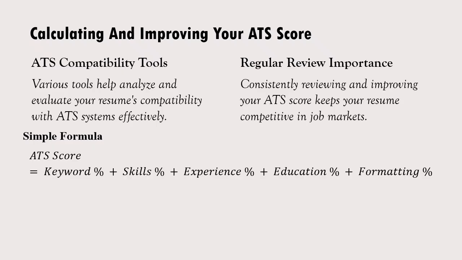Then there is a simple formula to calculate the ATS score, that is the percentage of keywords plus the percentage of skills plus percentage of experience plus percentage of education and percentage of formatting. If we add all these things, then we will get the ATS score. A good ATS score is between 70 to 85%, which is considered very strong. If you are able to match the job description through your tailoring of resume, and score 70 to 85%, it is a very strong score.